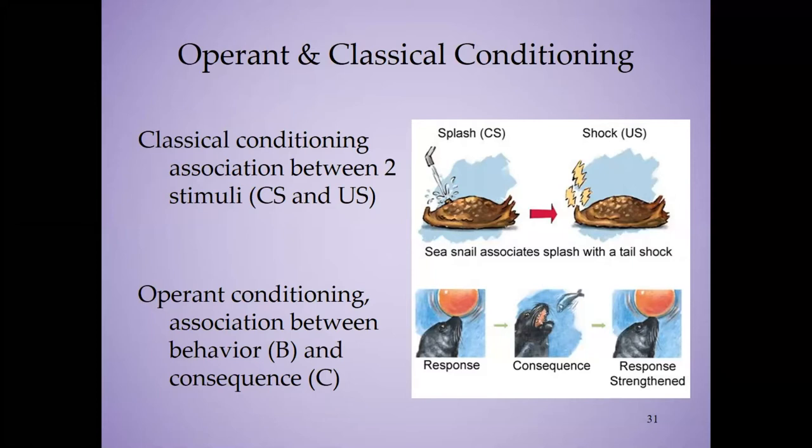Today we'll do a little bit of review of classical conditioning and compare it with operant conditioning, and then go into a more in-depth discussion of operant conditioning. So here we go. Classical conditioning, as you learned in the last video, involves making an association between two stimuli or two events that occur back-to-back consistently.